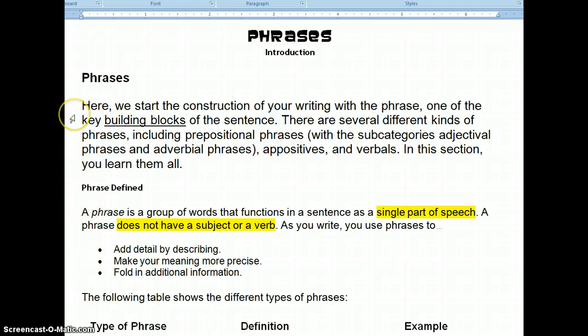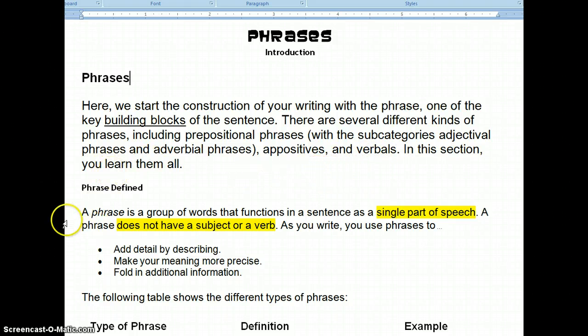We start the construction of your writing with the phrase, one of the key building blocks of the sentence. There are going to be several different kinds of phrases that we'll talk about, including the prepositional phrase. That should be very familiar to you from last year. There will be some subcategories of the prepositional phrase as well. We'll talk about appositives and we'll talk about verbals.